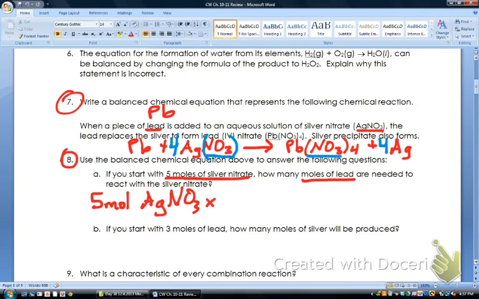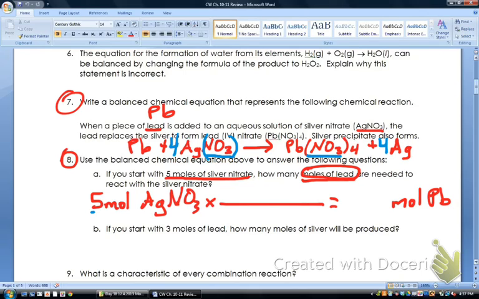Now we set up our conversion factor, and we set it equal to, and as we set up here, the question is asking for moles of lead. So our units that we're going to end with are moles of lead, moles Pb, just like that. Now, in order to solve this problem, we know that we're starting with moles of AgNO3, and we want to somehow get rid of those. So how do we get rid of those?